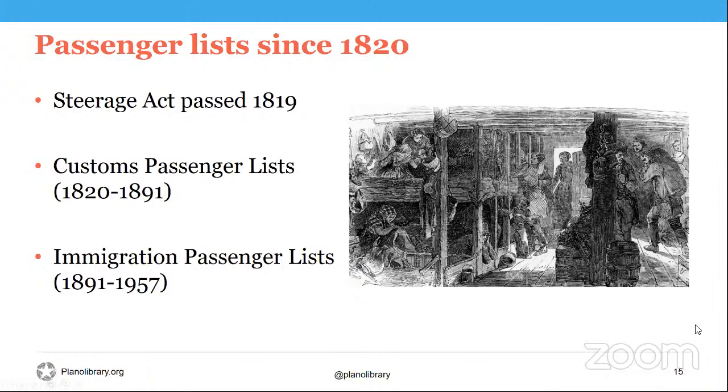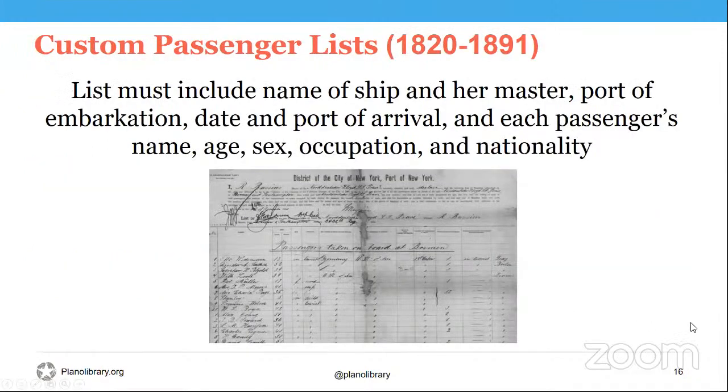So now we're going to talk about the custom passenger list. It was from 1820 to 1891. The list must include the ship and her master, port of embarkation, date and port of arrival, each passenger's name, age, sex, occupation, and nationality. Over the years, this changed. The list, the columns, everything, that information is reported and recorded in other things.